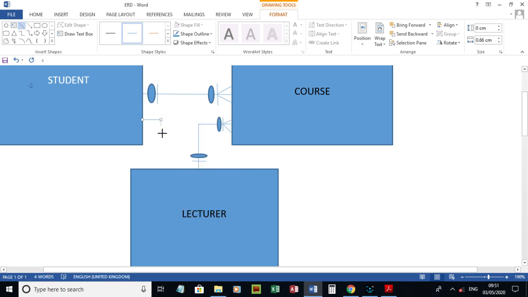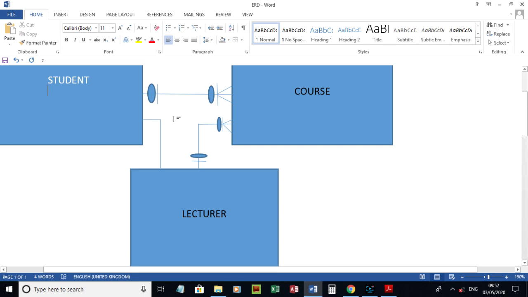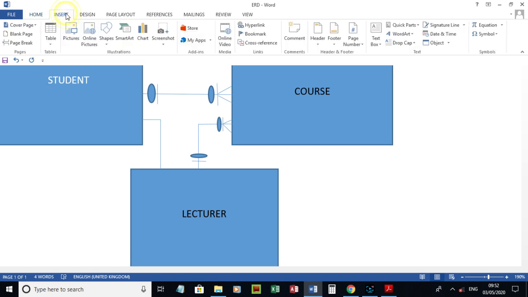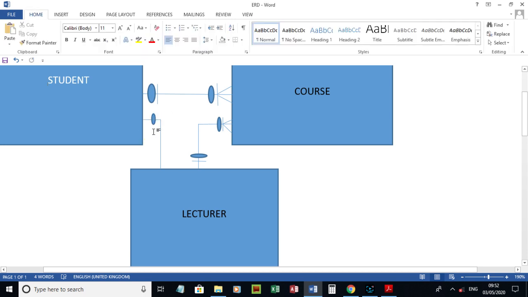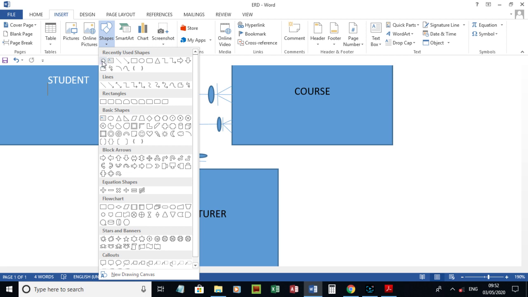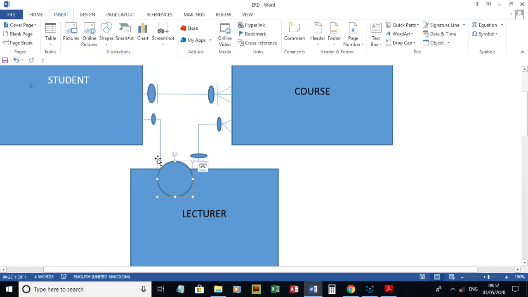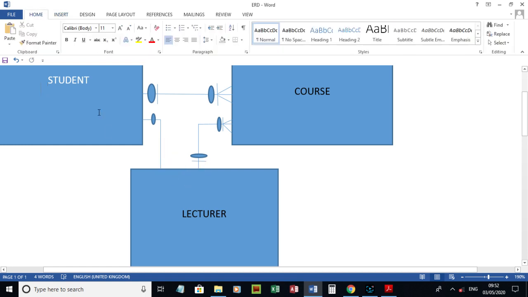I hope you are with me. Right, so the relationship is going to be like this. Let's go and find zero. In fact, anytime you want to find the shapes, just click on insert, go to shapes, insert shapes on your screen, and then select. What you need is there. So we bring zero. Zero students to zero lecturer. So insert again, shapes, to zero lecturer. Let me go and pick it back again.